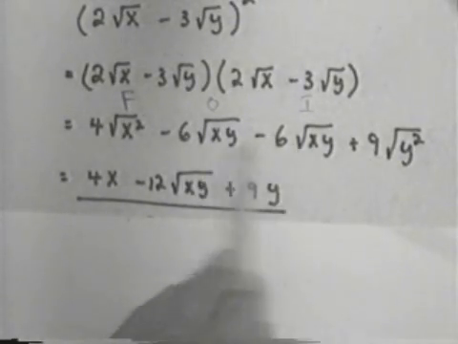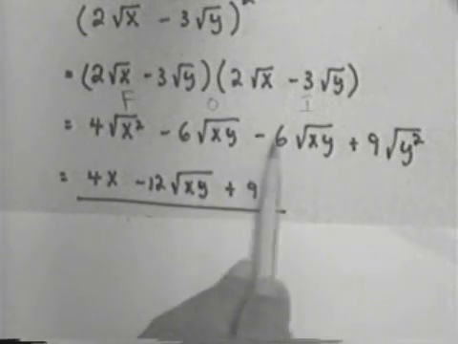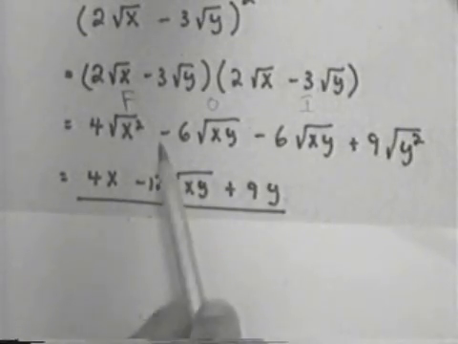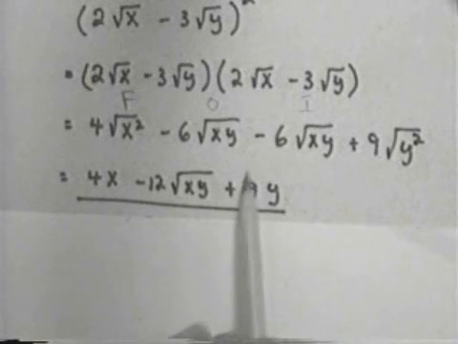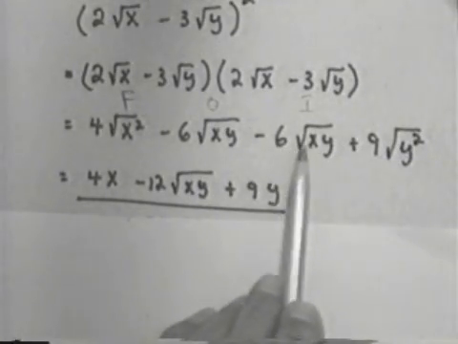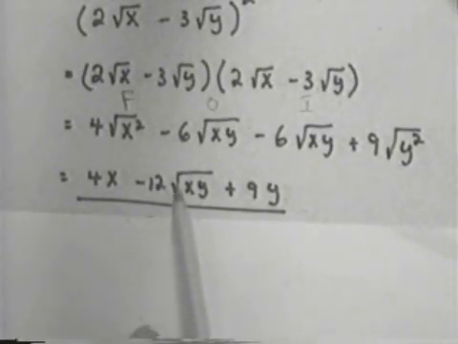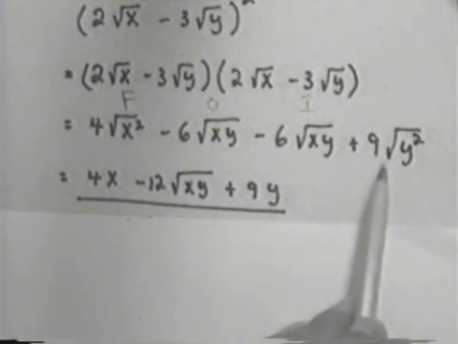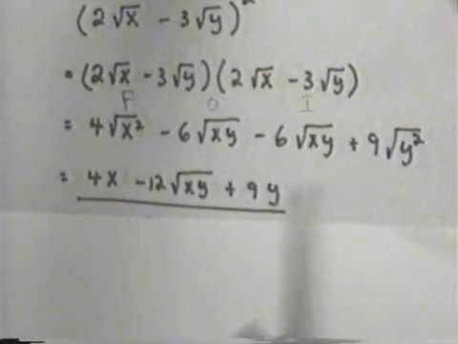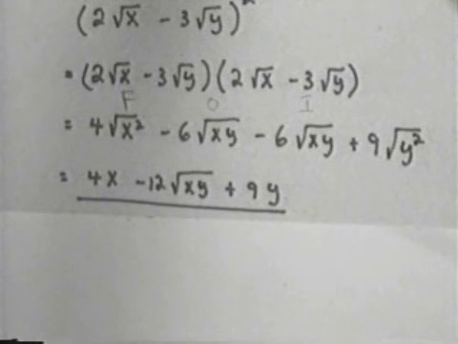I'm going to combine these like radicals. A negative 6 plus a negative 6 is negative 12. So a negative 6 times the square root of xy plus a negative 6 times the square root of xy is a negative 12 times the square root of xy. And the square root of y squared is y, so I'd have 9y. So the final answer is 4x minus 12 times the square root of xy plus 9y.